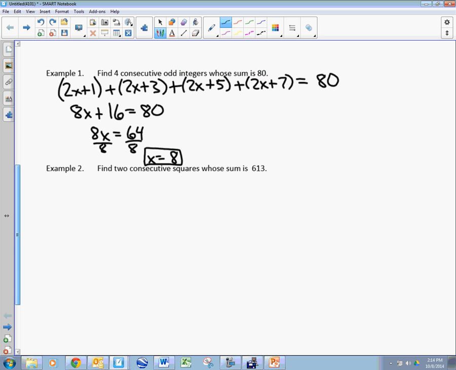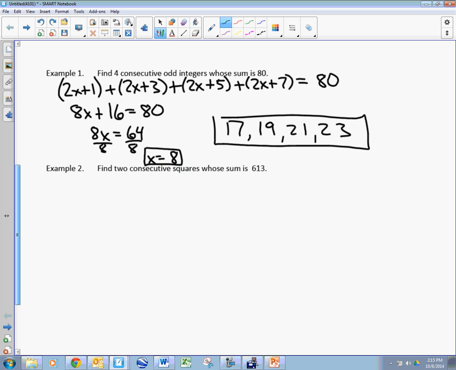So what I need to do is I need to take that 8 and plug it back in. What is 8 times 2 plus 1? So 17. 8 times 2 plus 3. 19. And you got the idea what's going to happen. Those are my consecutive odd integers whose sum is 80.